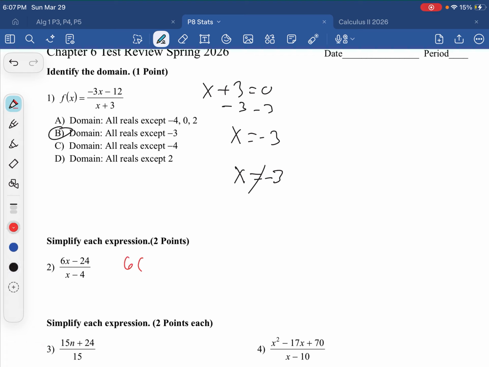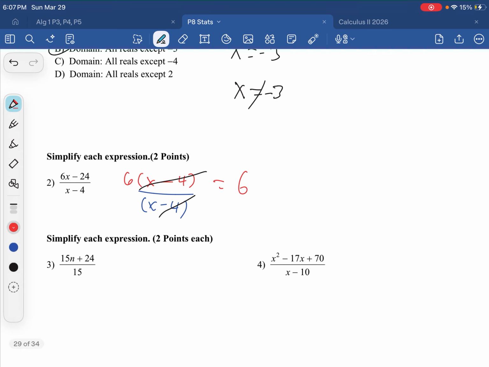In number 2, they want us to simplify the expression. I can factor out a 6 from the numerator and make this x minus 4. And I'm dividing by x minus 4. So these will both cancel. I'm left over with 6.